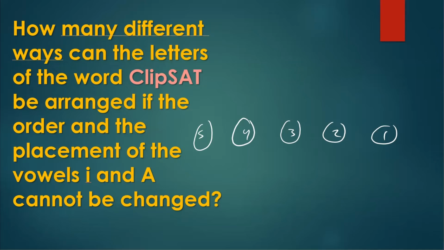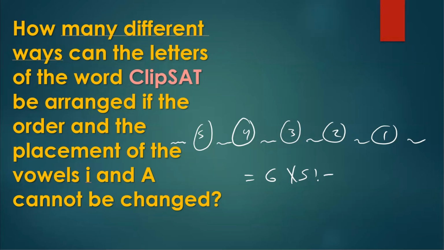Count. I might think in 2 ways. Either I and A will come together, so it might be IA here, or here, or here, or here, or here, or at the end. So 1, 2, 3, 4, 5, 6 ways times factorial 5, if that happens to be I and A together. But he didn't ask for them to be together, so we still have another option.